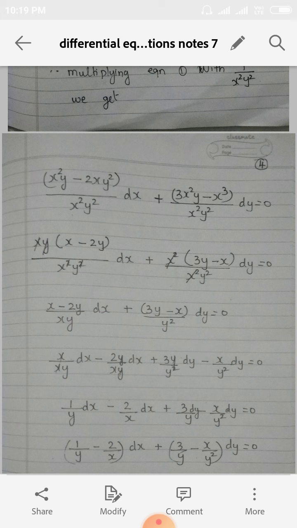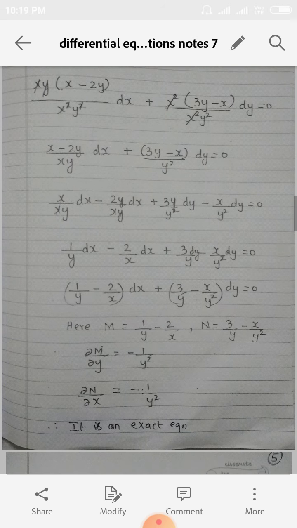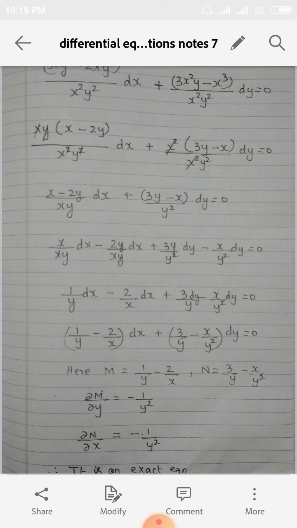So we get x by xy dx, that is nothing but the final term is 1 by y dx minus 2 by x dx plus 3 by y dy minus x by y square dy is equal to 0. So the next step is, there is no term 1 by y into dx, 2 by x into dx. That is, you have to group the terms.